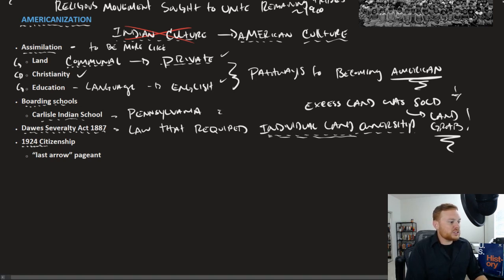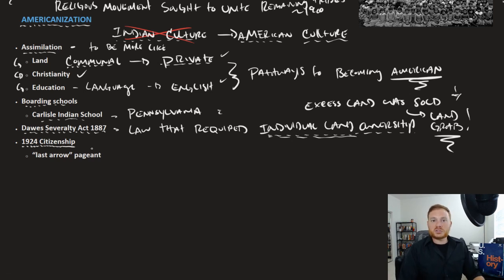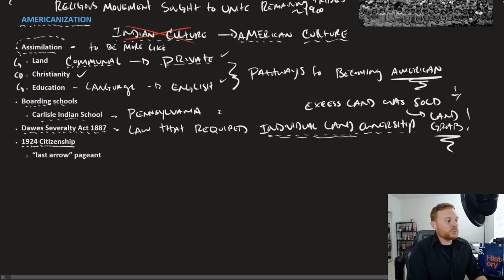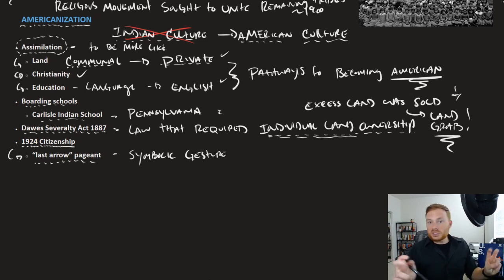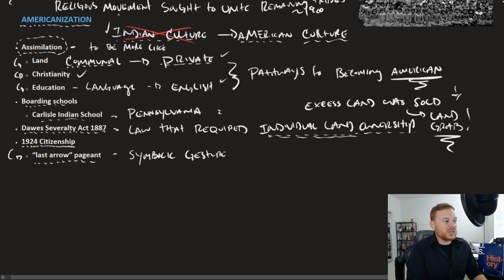It wasn't until 1924 that U.S. citizenship was extended to Native Americans. Ever since the constitutional period, the Constitution identifies we the people and Native Americans or Indians as two separate groups. It was hoped that assimilation could help expedite this process, and by granting citizenship, some Native Americans participated in what was called the Last Arrow Pageant, which was a symbolic gesture of shooting the last arrow. So no longer embracing Native American culture and fully embracing U.S. or American culture.